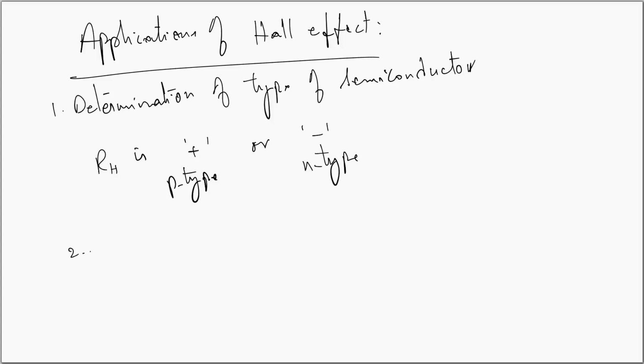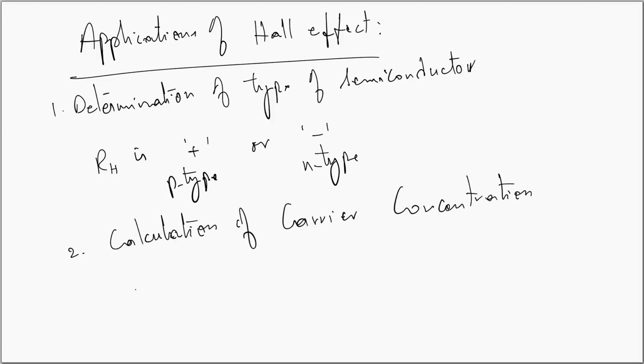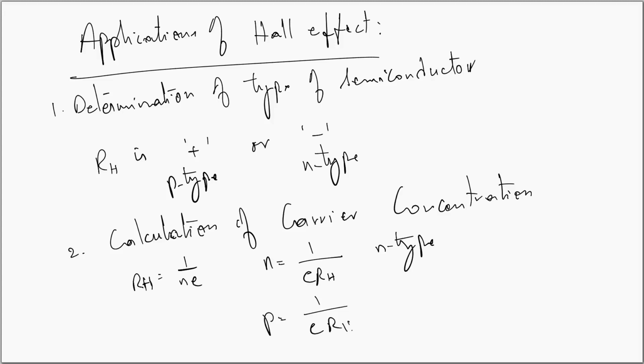The second application is calculation of carrier concentration. Since we know RH is equal to 1 over Ne, in this we can determine RH. E, that is the charge of the electrons, is known to us. We can find out N, that is equal to 1 over ERH in the case of an N-type semiconductor, and P is equal to 1 over ERH in case of a p-type semiconductor.